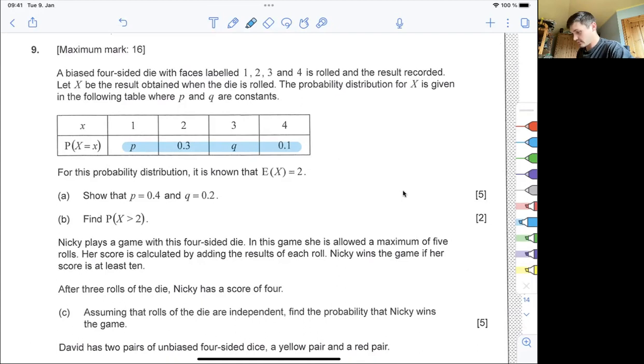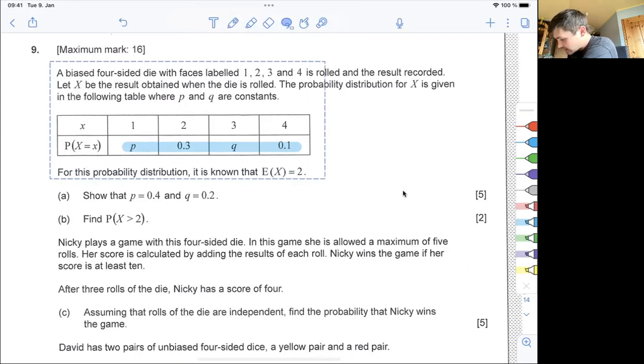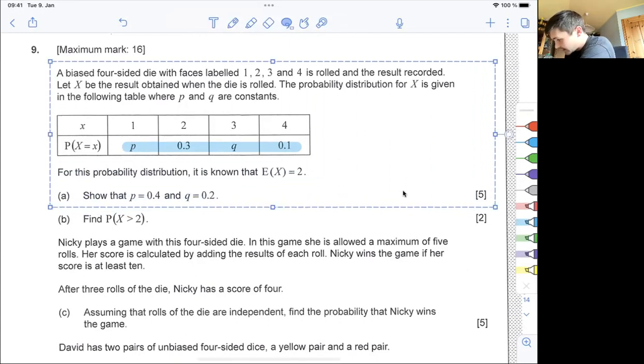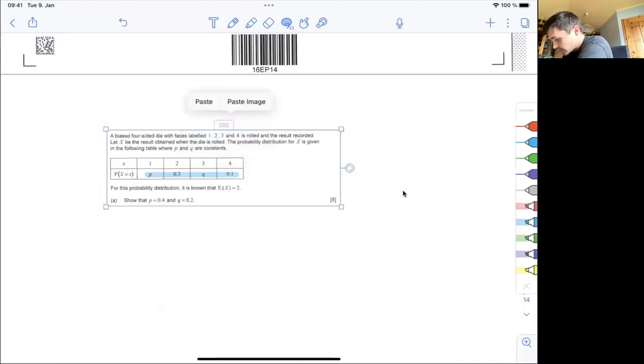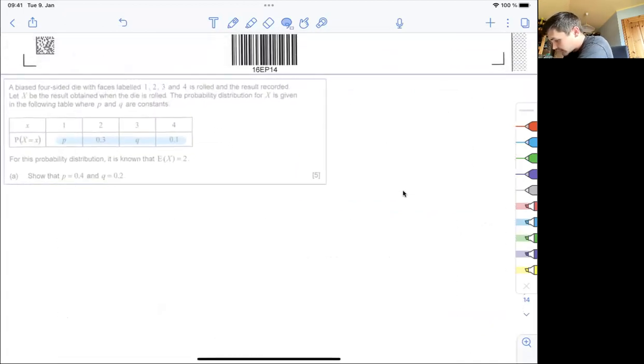So moving on, for this probability distribution, it's known that the expectation of X, so E(X), is equal to 2. Part A asks, show that P is equal to 0.4 and Q is equal to 0.2. And then find... let's just look at part A for now. And what we will do is we'll take all this and bring it down to a new page. A bit more room. Okay, cool.